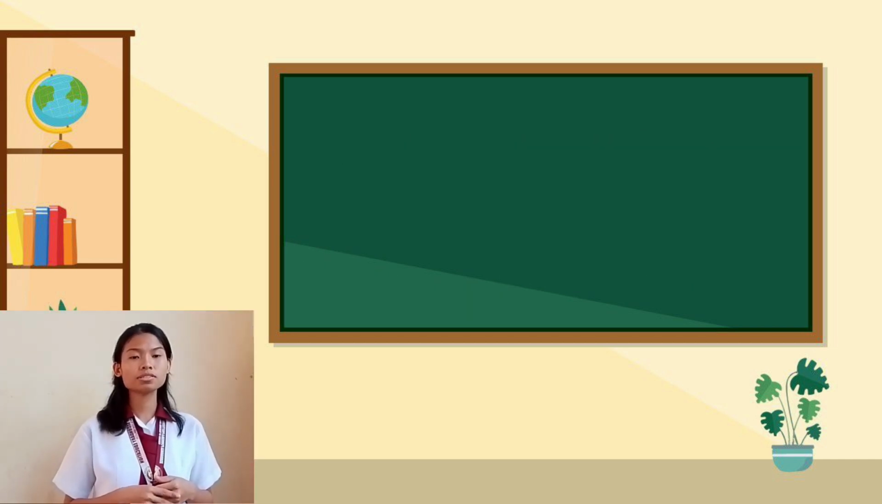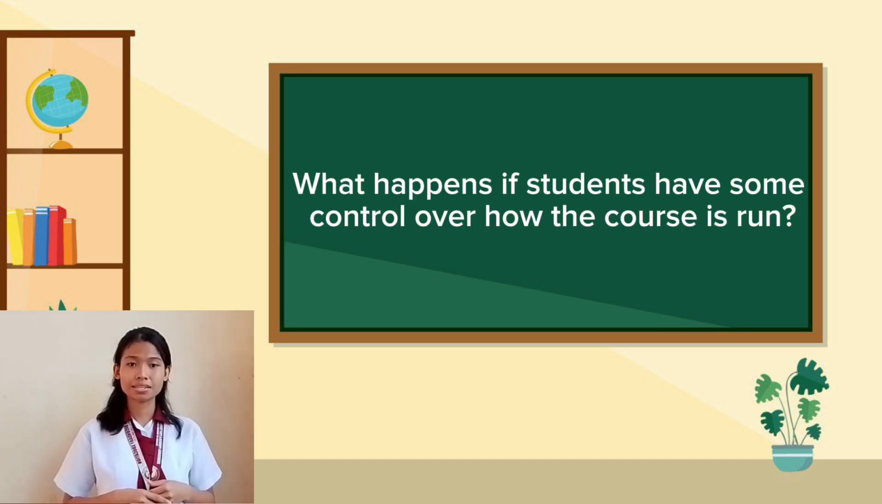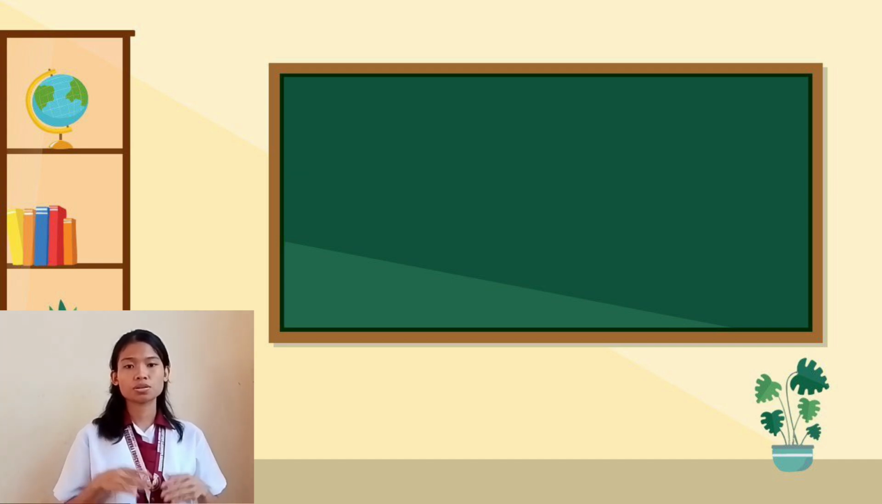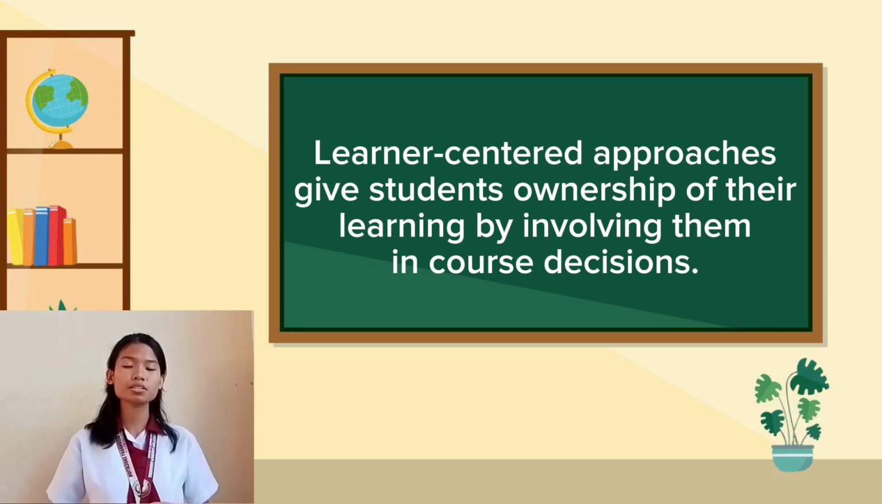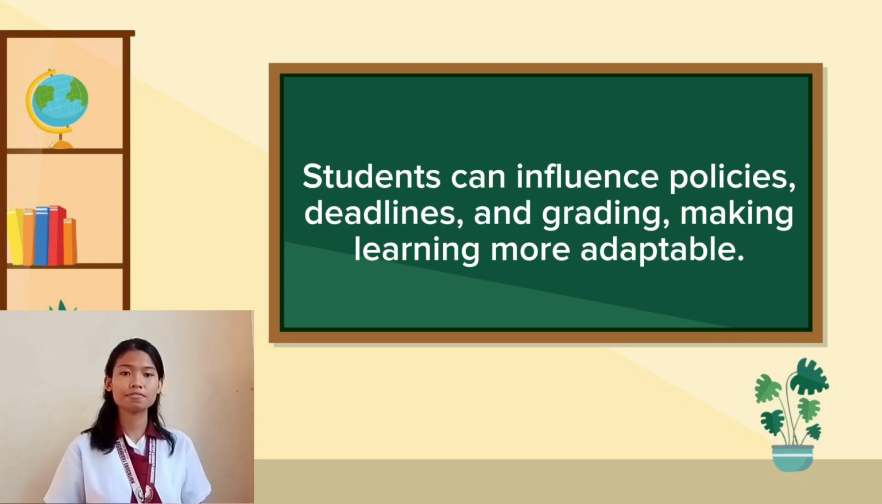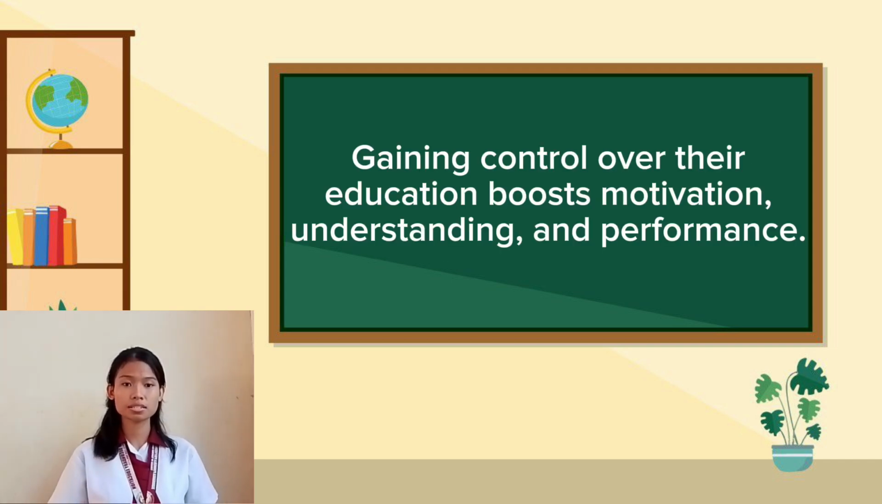Now, let's move on to the next question. What happens if students have some control over how the course is run? So we have the balance of power. Learner-centered approaches empower students to take responsibility and to share in some of the decisions about their courses. Students can have some say over some policies and deadlines. It allows students some grading options. Once students begin to gain some control over the course, they will engage more in the course and will learn more.